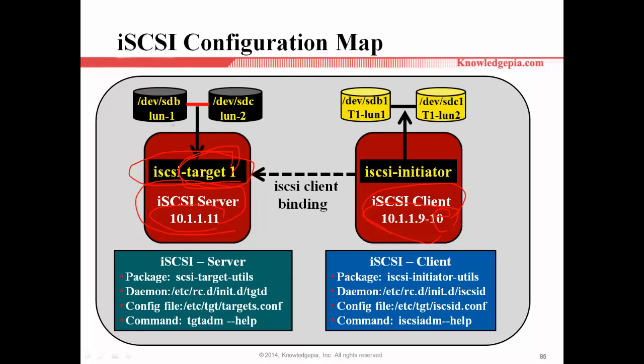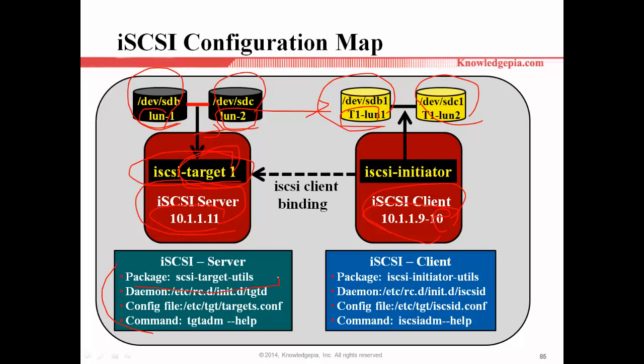And for the target, I will use two hard disks, /dev/sdb and /dev/sdc. /dev/sdb will have the name LUN1 and sdc, LUN2. And the iSCSI target will supply these hard disks to the iSCSI initiator. So the iSCSI initiator will bring these hard disks and create partitions like sdb1 and sdc1, with this kind of name. If we want to configure the iSCSI server and the client, we need this kind of thing.